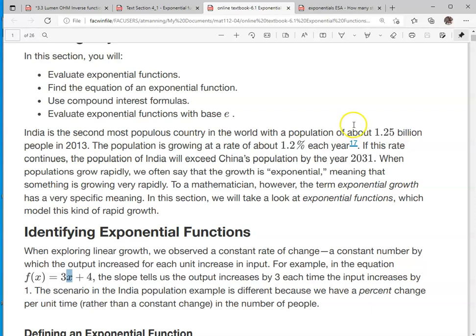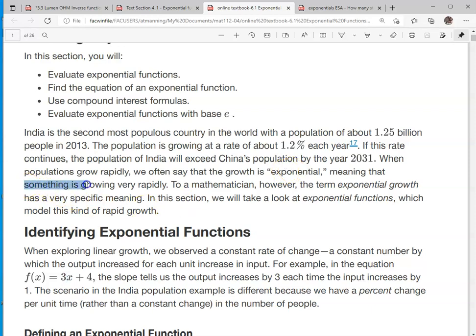Aging in geology, determining the age of rocks, is based on the amount of radioactive material. It decreases by a certain percent each year, and we can calculate what the age was. Anyway, those are all exponential functions. Things are multiplied by the previous result.